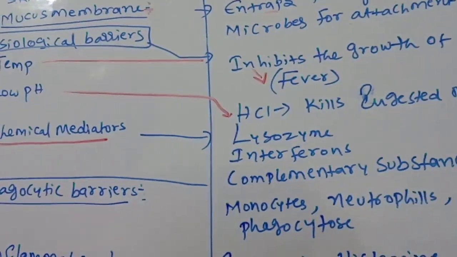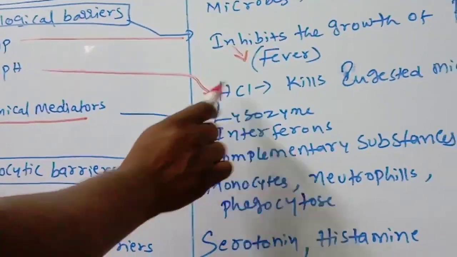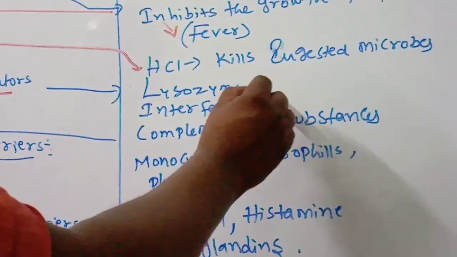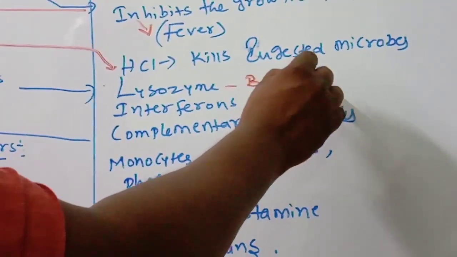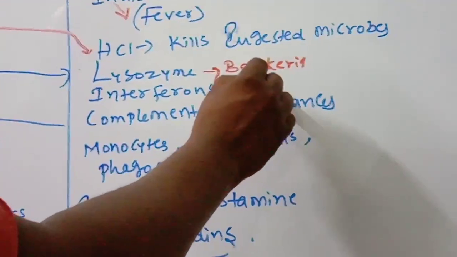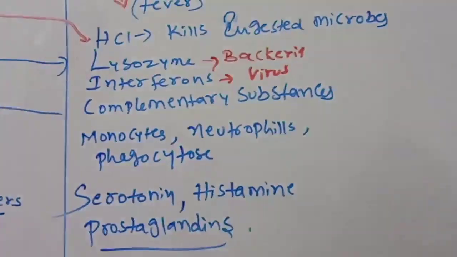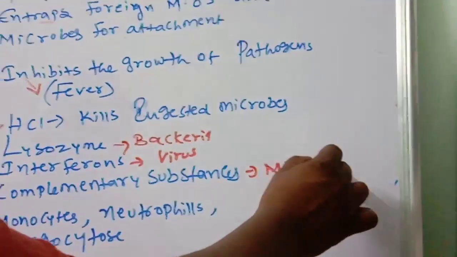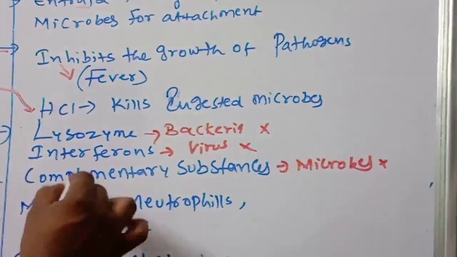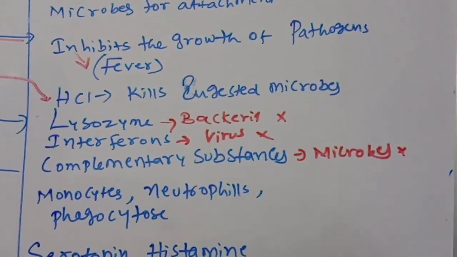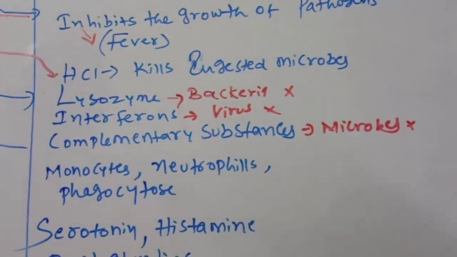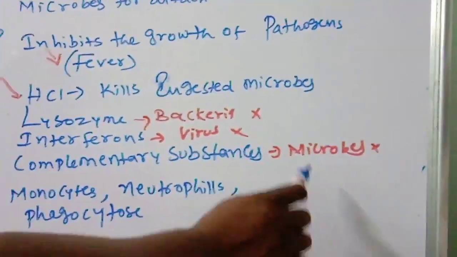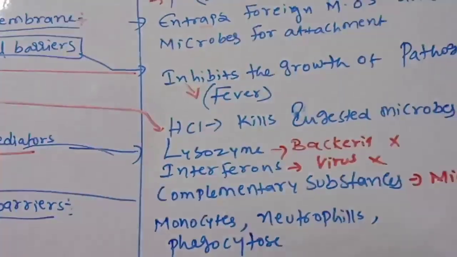Next, chemical mediators. What are the chemical mediators? Lysozyme kills the bacteria by attacking cell walls. Interferons kill the viruses. The complement substances also kill the microbes or pathogens. This is the complement protein. That's why these are all called chemical mediators. What is lysozyme? Lysozyme kills the bacteria. Interferon kills the virus. Complement substances kill the microbes. So that's why these are all chemical mediators.